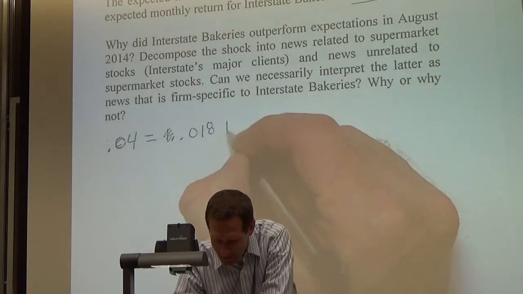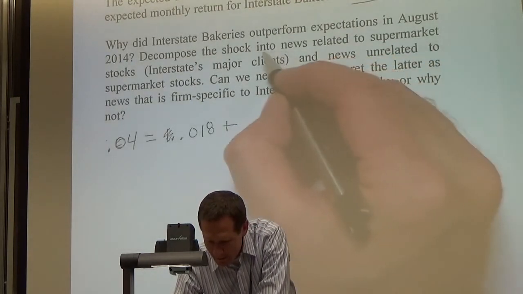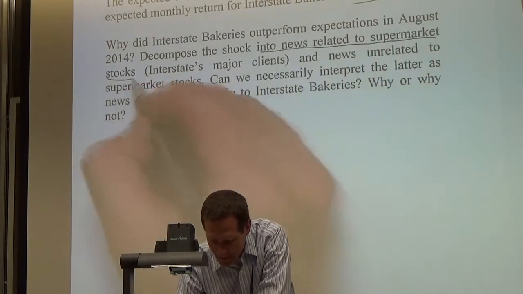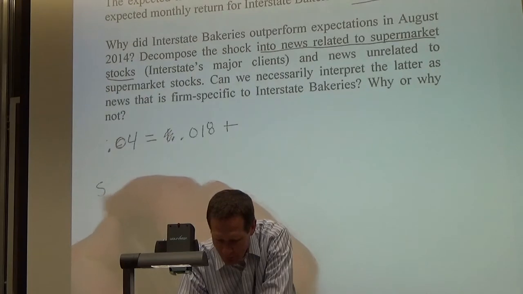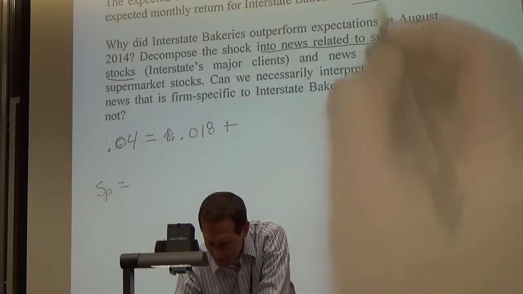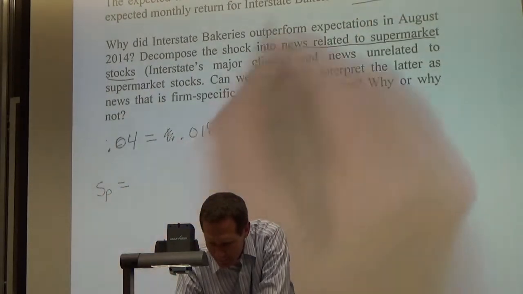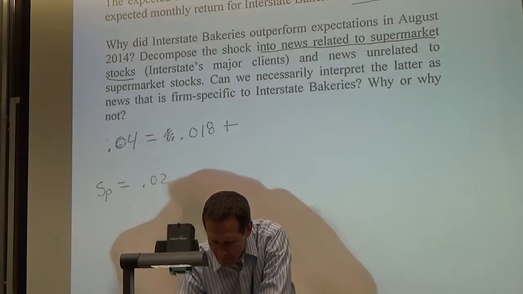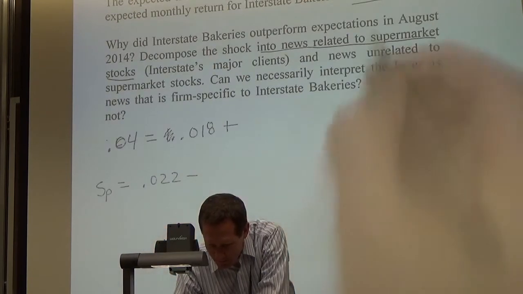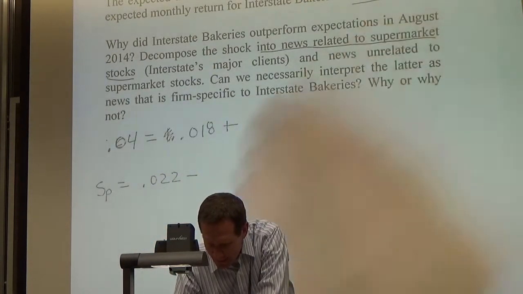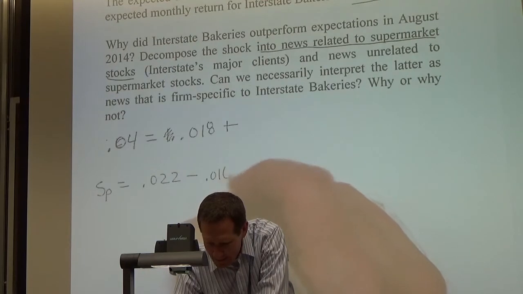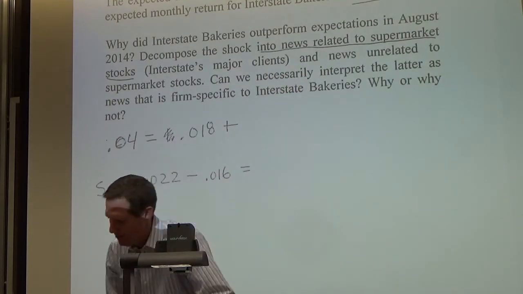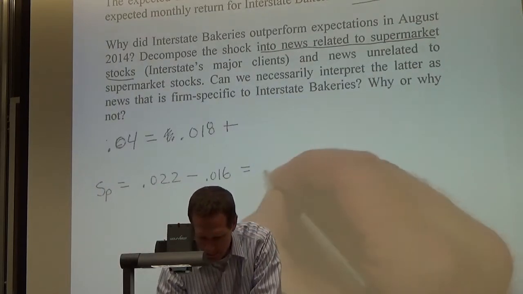Now we're going to add the shock that is caused by news related to supermarket stocks. Let's find the shock to the portfolio. For the portfolio, we actually got 2.2%, but we expected the portfolio to be 0.016. So that represents the unanticipated component of the portfolio return. So this is equal to 0.006.